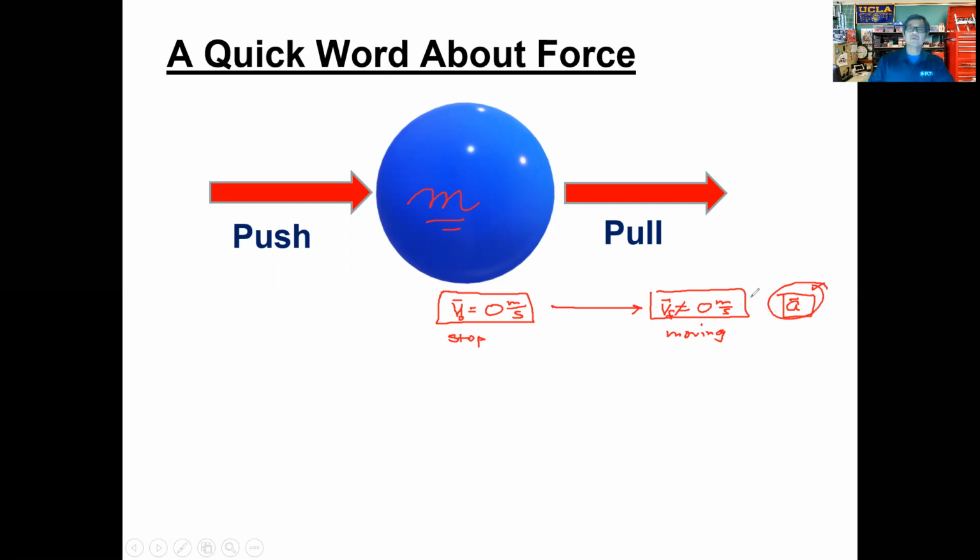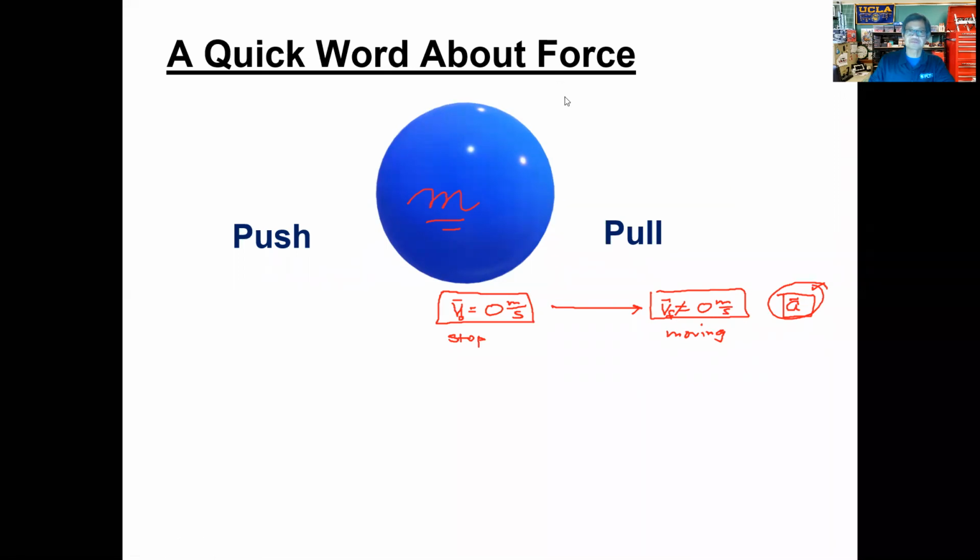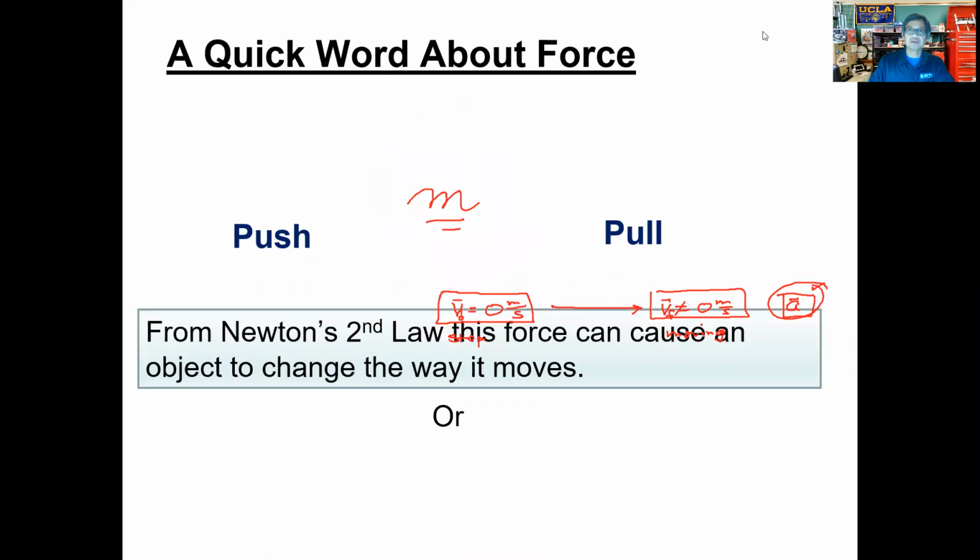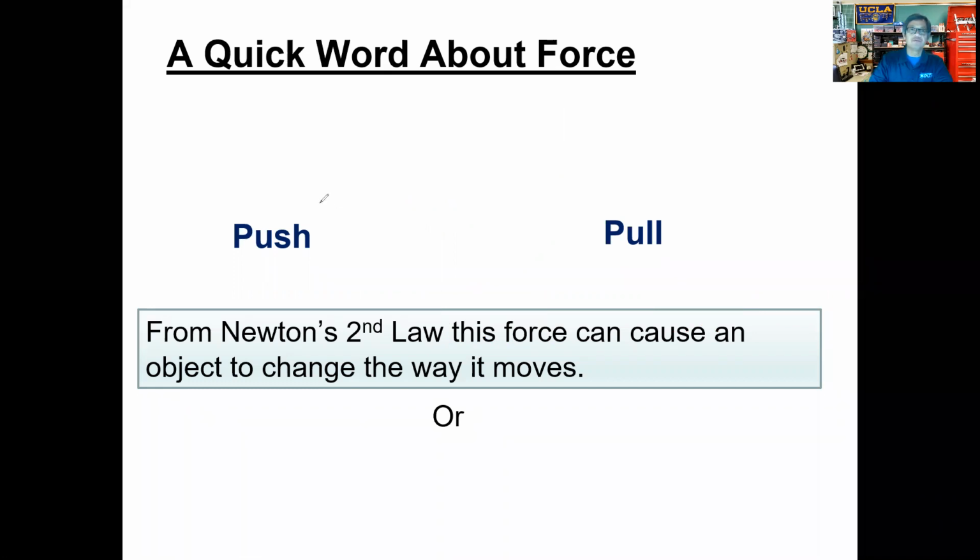And so we can define force. We can define force then as a push or a pull acting on an object. So when we talk about force, a force is either a push or a pull that causes an object to change its motion. That's the simplest way that we can define what force is. Force is either a push or a pull on an object in order to get that particular object to change the way it moves.